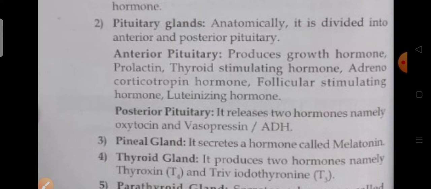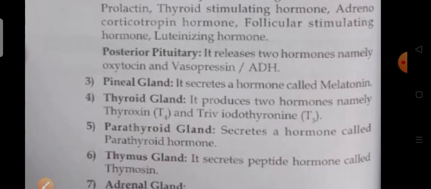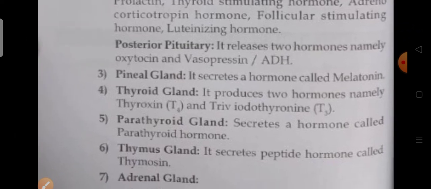So these are all the hormones secreted by the anterior pituitary gland. Next, coming to the posterior pituitary gland, it releases two types of hormones, namely oxytocin and vasopressin, or ADH. Next, coming to the pineal gland. The pineal gland secretes a hormone called melatonin.